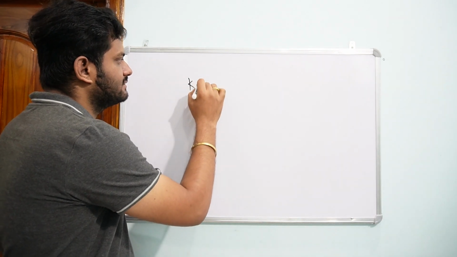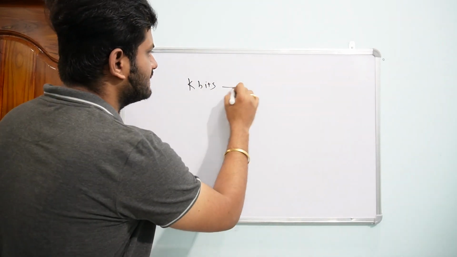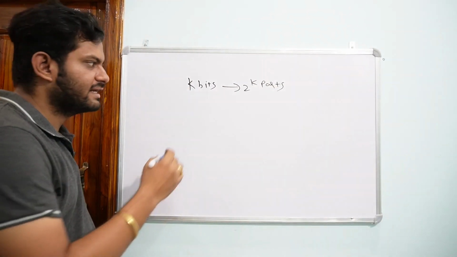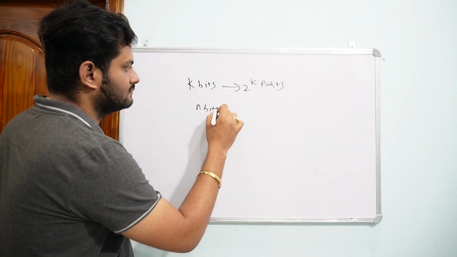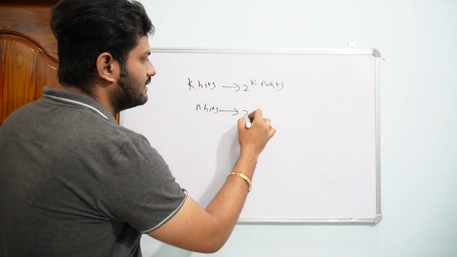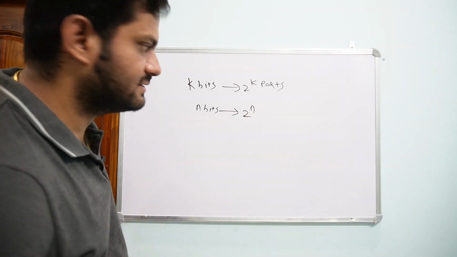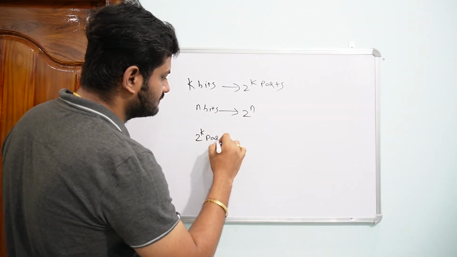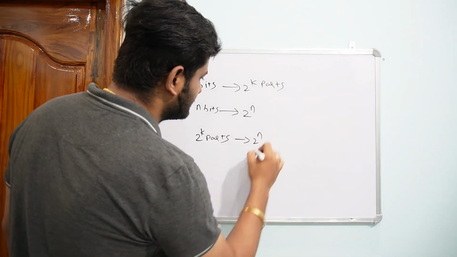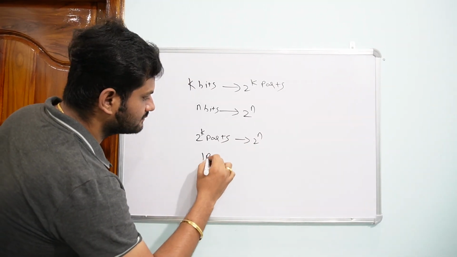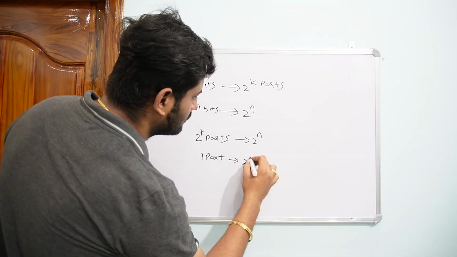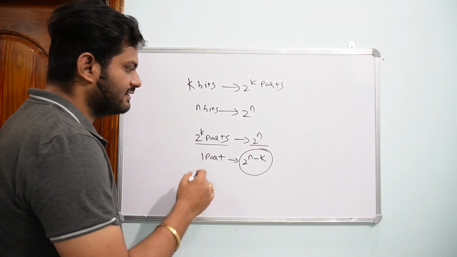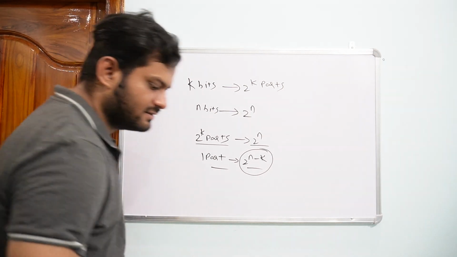By selecting K bits, you can divide the whole IP address into 2 power K parts. Suppose there are n bits in the IP address, so you have a total of 2 power n IP addresses. Now total is 2 power K parts for 2 power n IP addresses, then every part has 2 power n minus k.